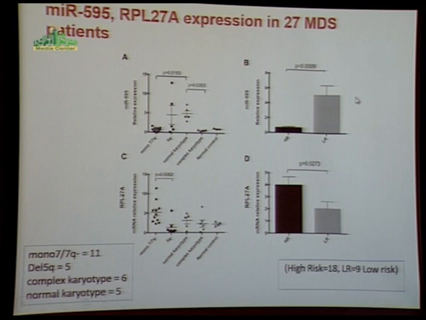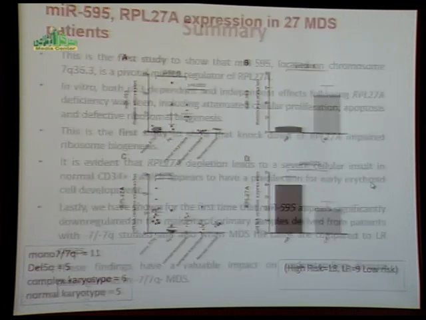The other classification was based on the IPSS scoring, which classified the patients as either a high-risk group or a low-risk group. We have around 18 patients classified as high-risk, and monosomy 7 or abnormality in chromosome 7 comes under this group. The low-risk group has 9. You can see here there is a significant difference in the expression of the microRNA between the two groups. It is down in the high-risk group, and the RPL is up in the high-risk group.